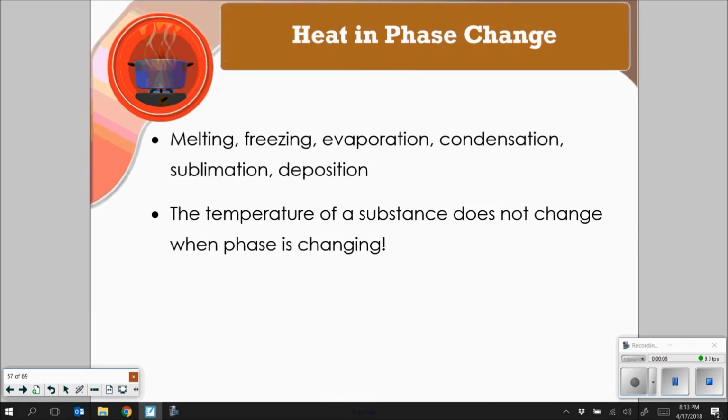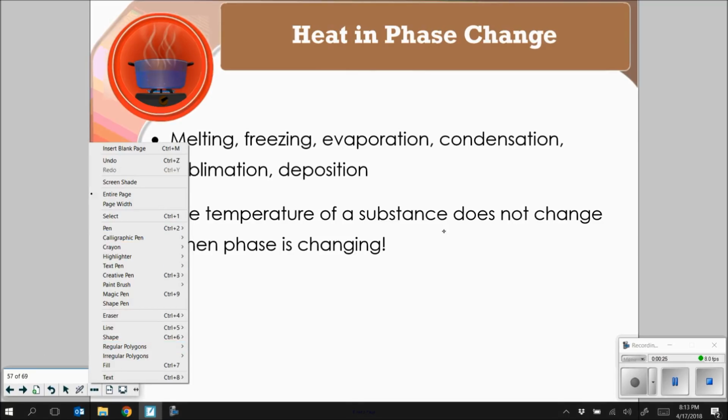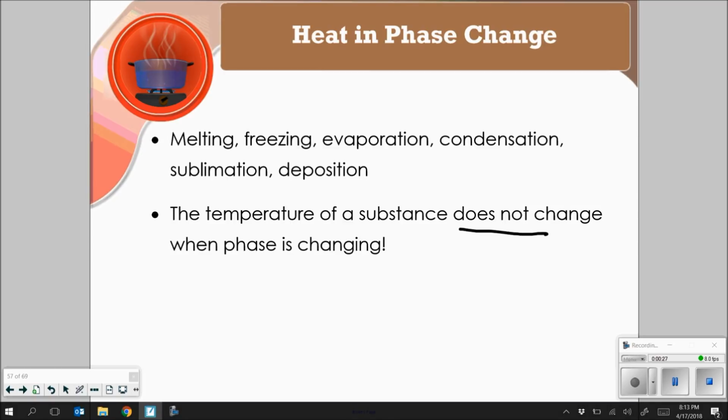In this particular part of the unit, we're going to be using a lot of vocabulary to discuss the actions of phase change, including melting, freezing, evaporation, condensation, sublimation, and deposition. The important thing to note about phase changes themselves is that the temperature of the substance is not going to change when the phase is actually changing.